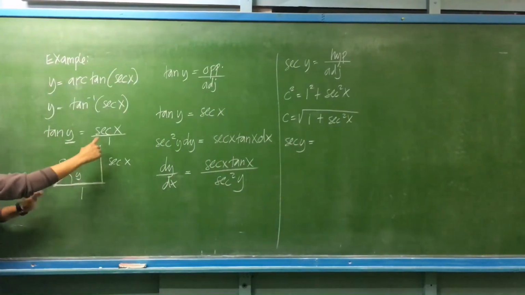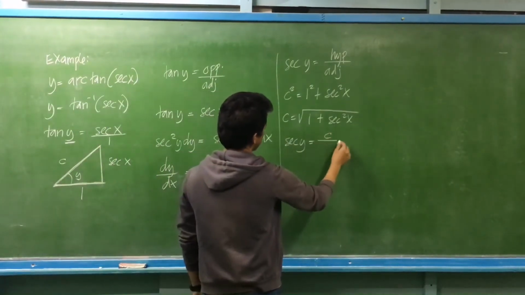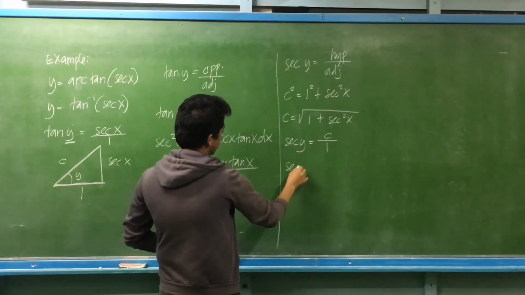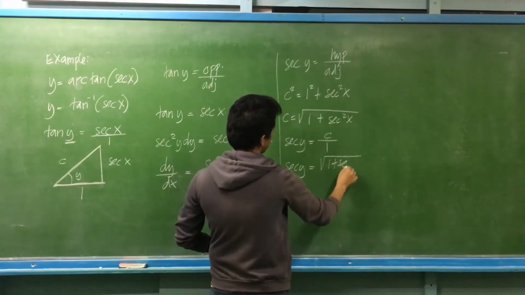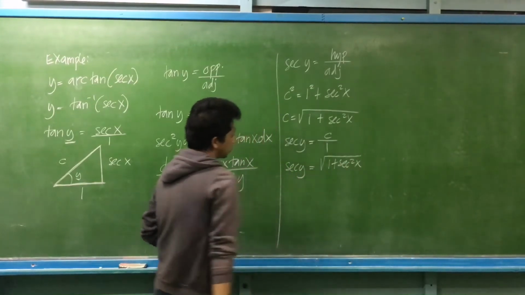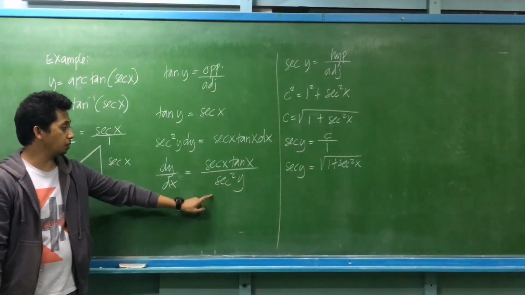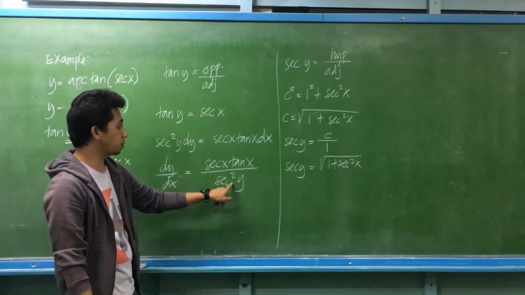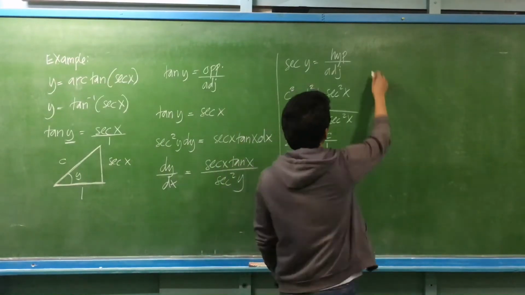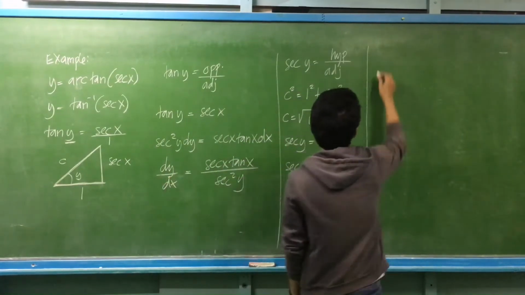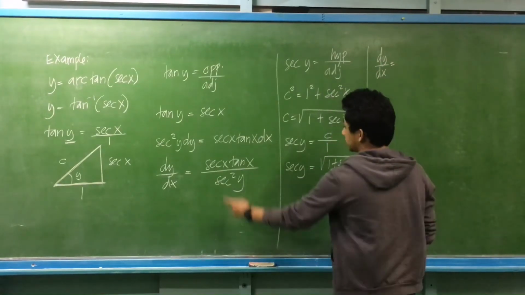Secant of y is hypotenuse over adjacent. The hypotenuse is c, the adjacent is 1. So secant of y is now equal to the square root of 1 plus secant squared of x. That's all there is to it, since that is over 1. Then we may substitute the equivalent of secant squared of y here, which is already in terms of secant squared x.